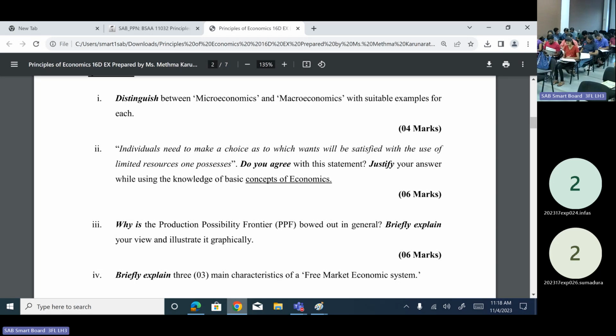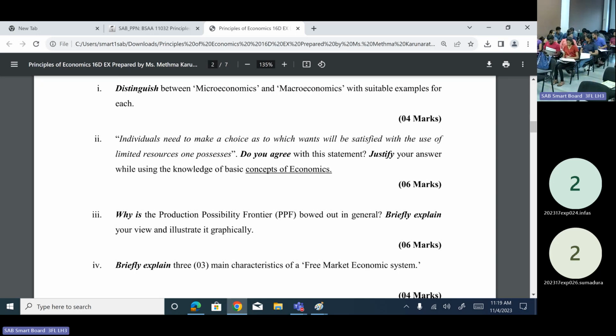Social welfare will be their primary motive. There may be other characteristics, no problem, you can add on.